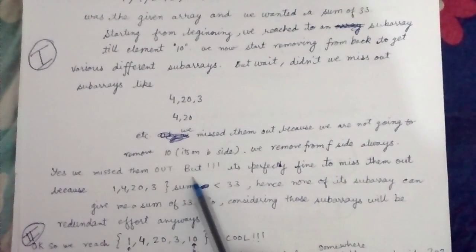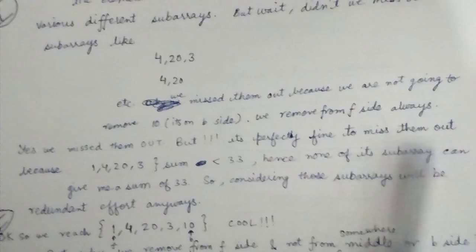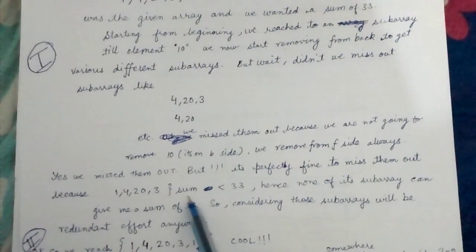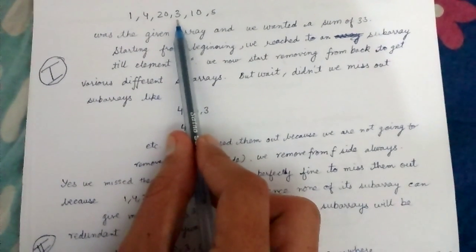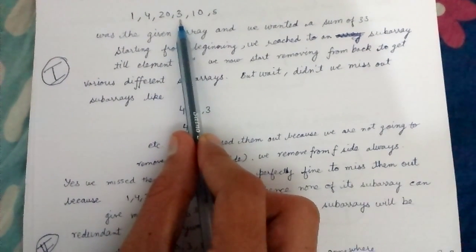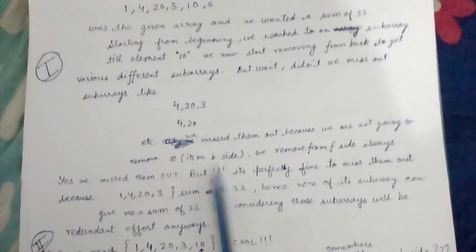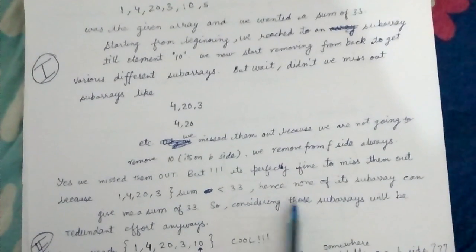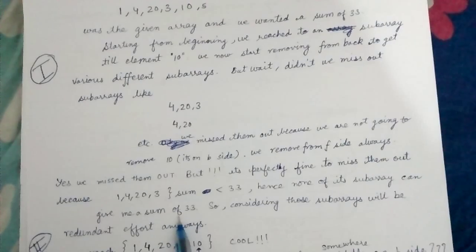Yes, we missed them out, but it's perfectly fine to miss them out because 1 4 23, this sum was less than 33. Actually it was less than 33 because till then we had not started removing. We were just adding elements, so this sum was obviously less than 33. Hence none of its subarrays can give a sum of 33.